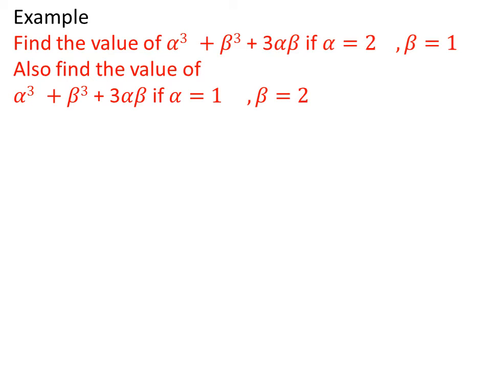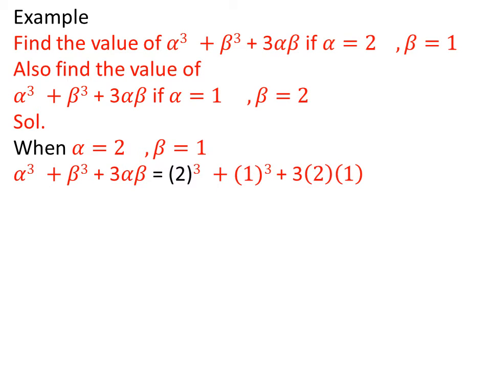First of all we will solve the given expression when alpha equal to 2 and beta equal to 1. By putting these values we can write alpha cube plus beta cube plus 3 alpha beta equal to 2 cube plus 1 cube plus 3 into 2 into 1. Here the value of alpha is 2 and the value of beta is 1. That's why we can write this equation. By solving these terms we can write 8 plus 1 plus 6, because cube of 2 equal to 8 and 1 cube is equal to 1 and the product of 3, 2 and 1 equal to 6. Now by adding these terms we get 15.